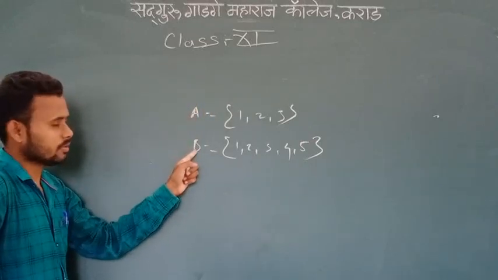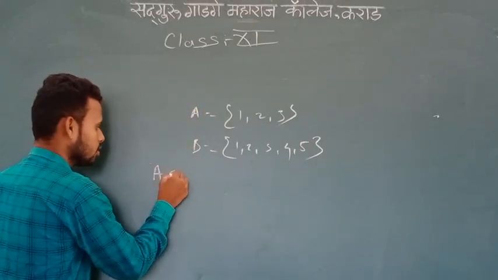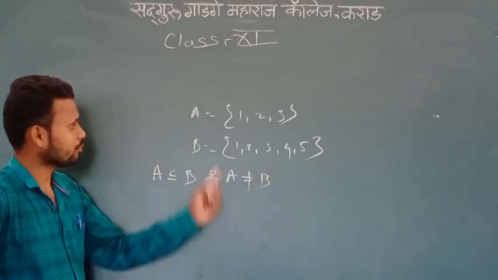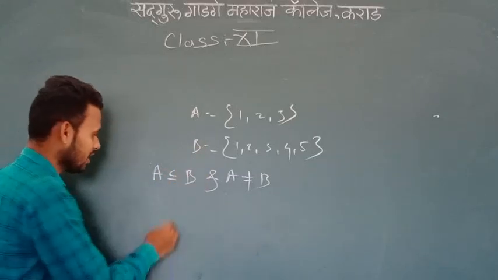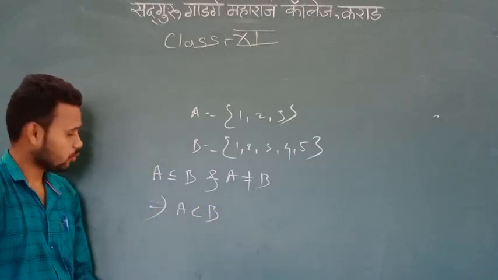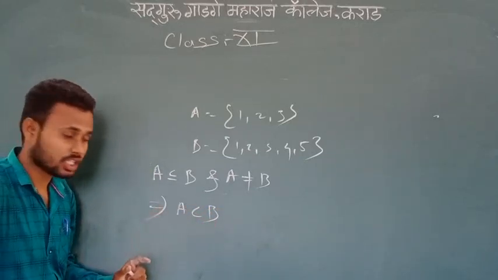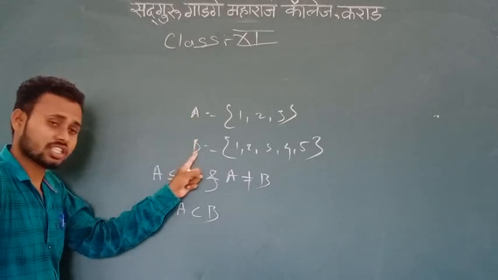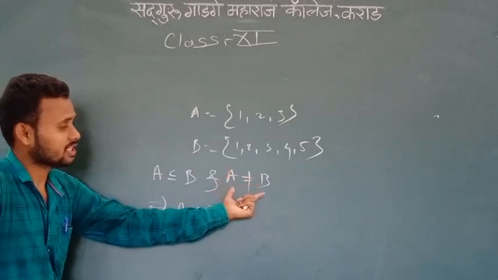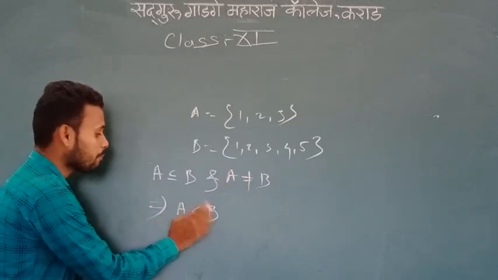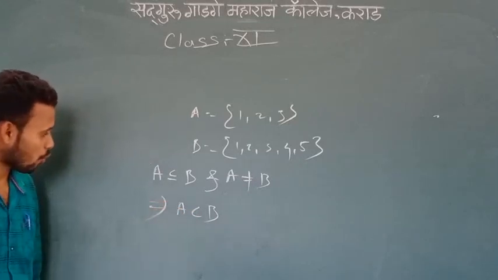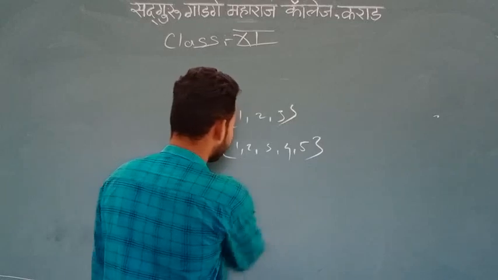A is a subset of B, and A is not equal to B, and we say, therefore, that A is a proper subset of B. Proper subset means what? A should be a subset of B, but what is the condition? A and B are not the same, A and B are not equal. If they are not the same, then we say A is a proper subset of B.